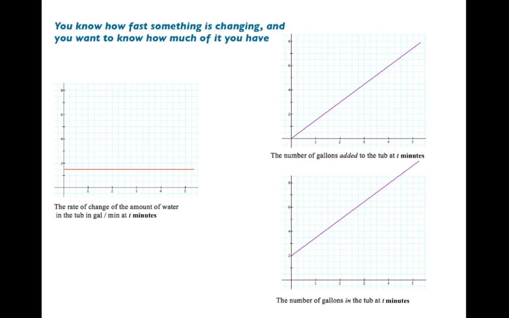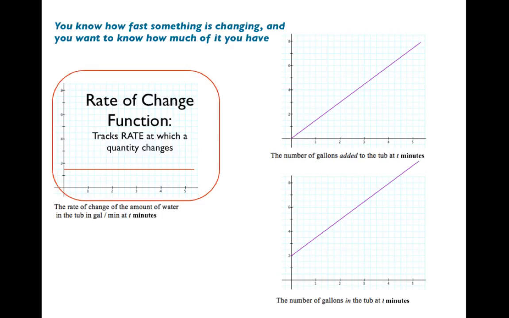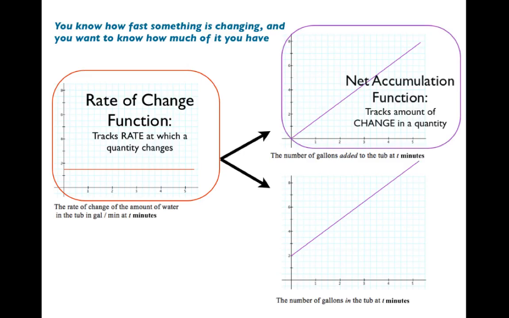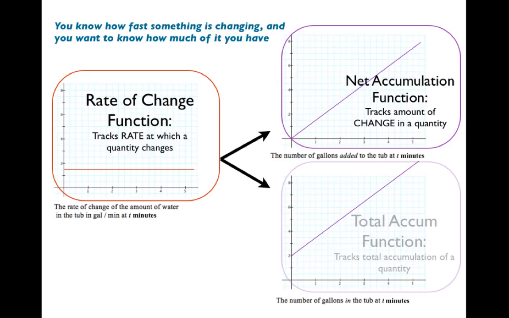So we said that calculus is about two main ideas, and this is one of them: you know how fast a quantity is changing, and you want to know how much of that quantity you have. Knowing how fast something is changing means you know its rate of change function. Wanting to know how much of it you have would be wanting to determine either a net accumulation or its twin brother, the total accumulation function.